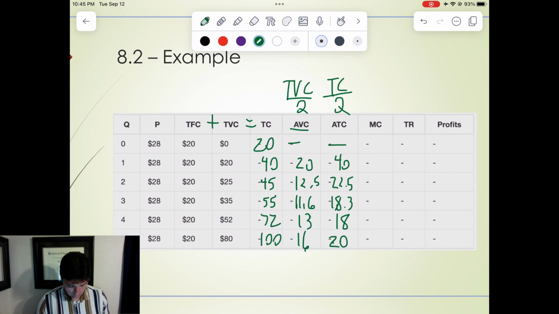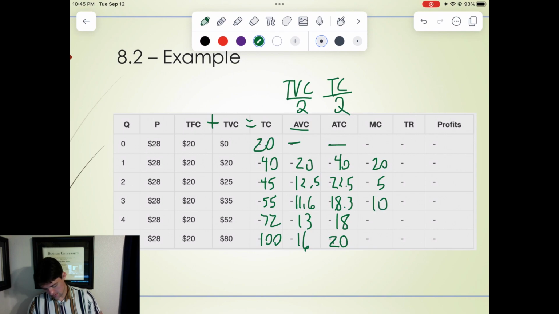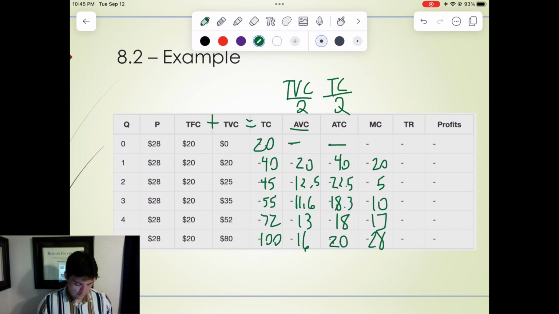Then we'll find the marginal cost. Remember, marginal cost is just that change in the cost there. So that'll be 20, 5, 10, 7, 17, and then 28. I don't trust myself. 17, okay.